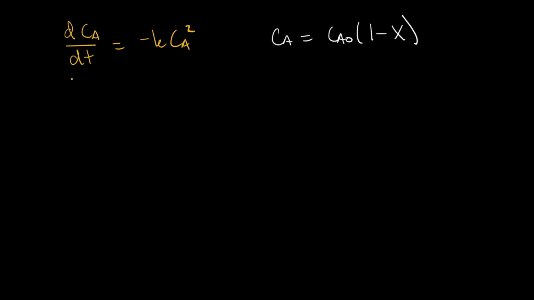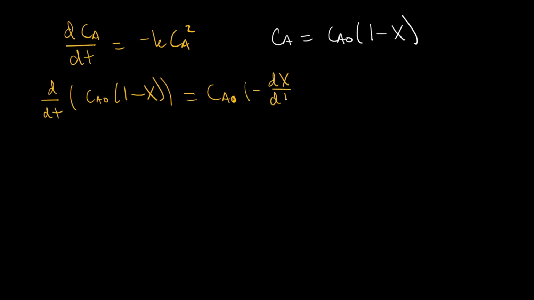So to rewrite this equation in terms of conversion, let's first plug in Ca to both sides of the equation. So on the left side, we get d/dt of Ca0 times 1 minus x. And let's evaluate this expression here. Ca0 we can pull outside. The derivative of 1 minus x is just going to be negative dx/dt. So this is Ca0 times negative dx/dt, and I'll just pull the negative outside. Negative Ca0 dx/dt. So that's our left-hand side.